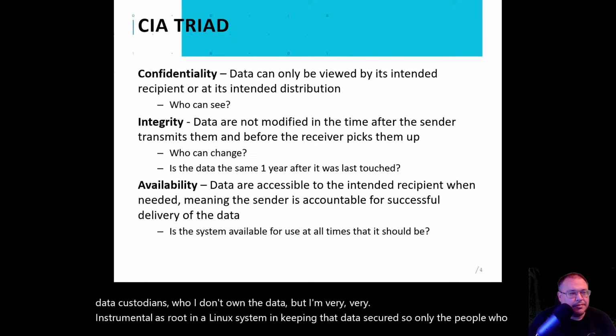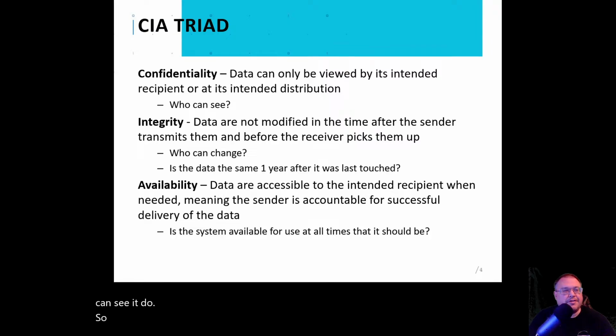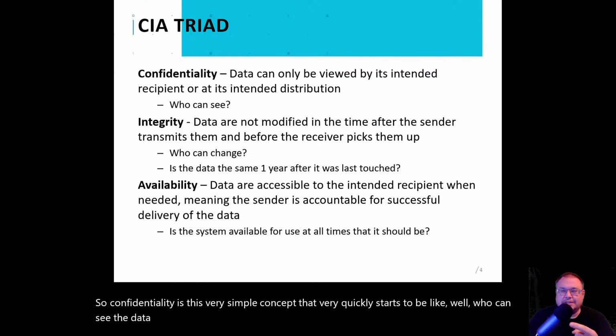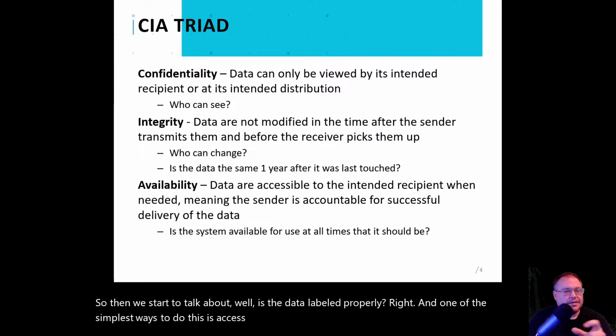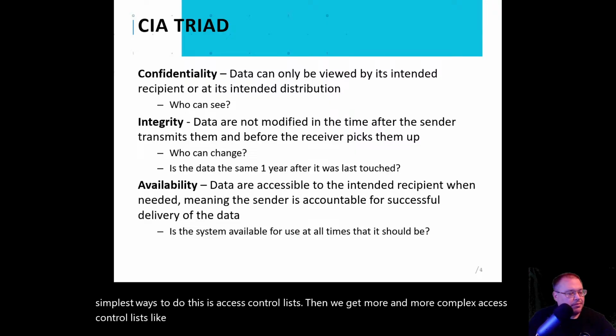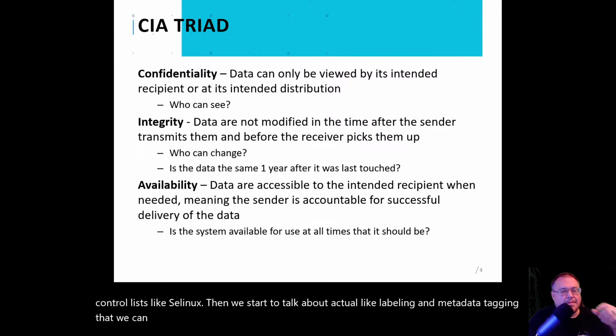so only the people who can see it do. So confidentiality is this very simple concept that very quickly starts to be like, well, who can see the data? Well, I don't even know because everybody has access. Well, that's a problem. So then we start to talk about, well, is the data labeled properly, right? And one of the simplest ways to do this is access control lists. Then we get more and more complex access control lists like SELinux. Then we start to talk about actual labeling and metadata tagging that we can add additionally on top of systems.